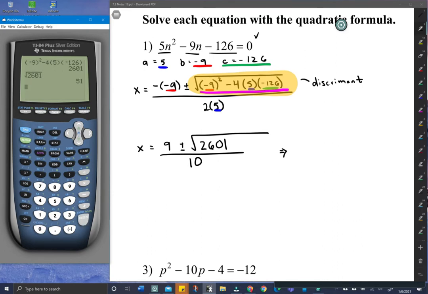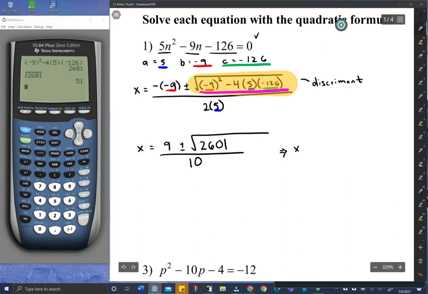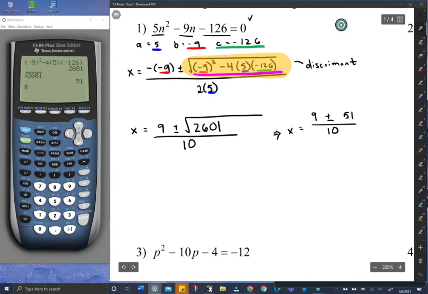So what we have is just x equals 9 plus or minus 51, all over 10. Would you look at that? And since that square root became just a regular old whole number, we can split this problem up into two. Remember that with plus or minus, you have two different problems. So I like to look at it as x equals 9 plus 51 all over 10, and x equals 9 minus 51 all over 10.